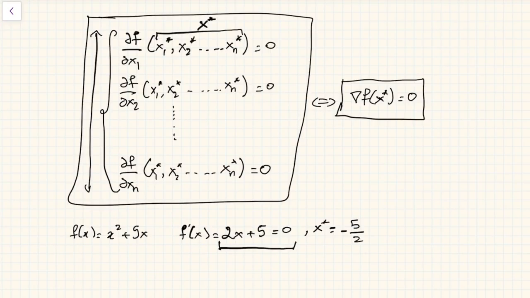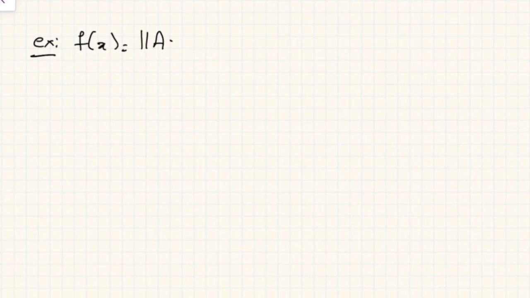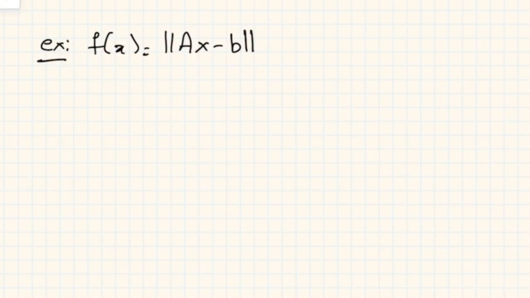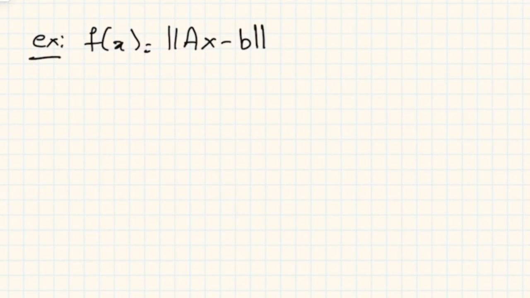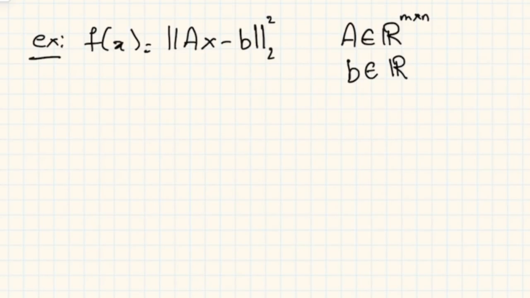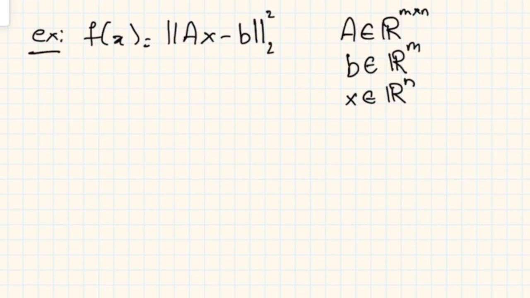Let's say your f of x looks like this: the norm of ax minus b, the Frobenius norm or the L2 norm. In this case, A is in R^(m by n), and b is in R^m. x is in R^n. I'm not going to write that out, since we already stated it. Over here, this function f of x is convex.